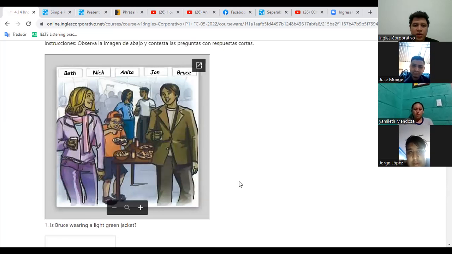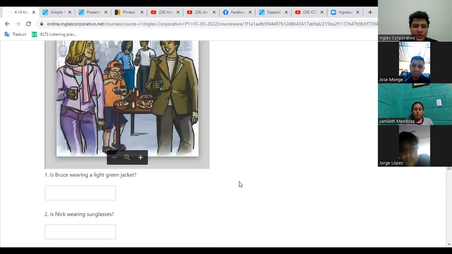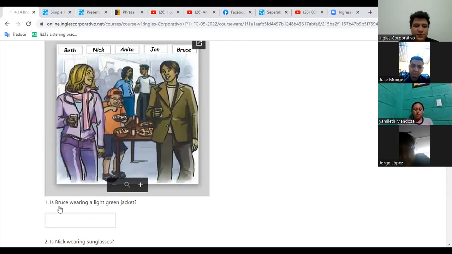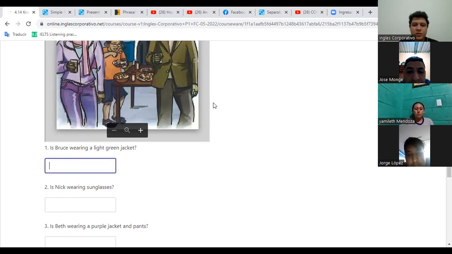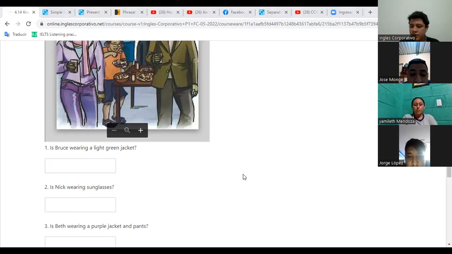So chicos, ¿cuál sería su respuesta aquí? Tenemos esta. Is Bruce wearing a light green jacket? ¿Está Bruce vistiendo una jacket color verde claro? ¿Una chaqueta? Yes, no. ¿Cuál sería la respuesta, chicos? I need your answer, okay? In the chat box, if you can do it in the chat box, that will be great, okay? Si lo pueden hacer en el chat box, sería perfect, okay? So what do you think?